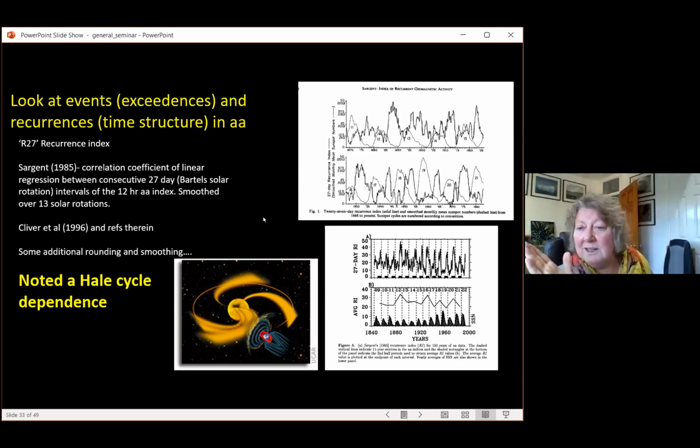He looked at the correlation coefficient for successive 27-day pieces of the data and plotted it, and noticed that there was in fact a Hale cycle dependence, two Schwabe cycles, so a complete magnetic reversal, from up to down to up again. And this is his plot. So what we did was redo this, because imagine doing this in 1985 and doing it now. It's a hell of a lot easier.